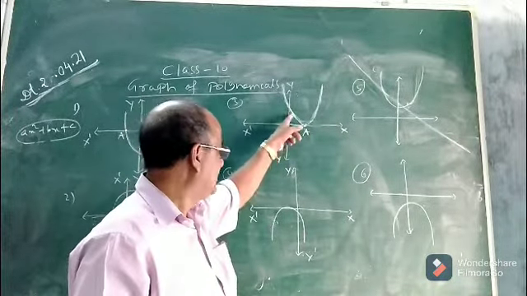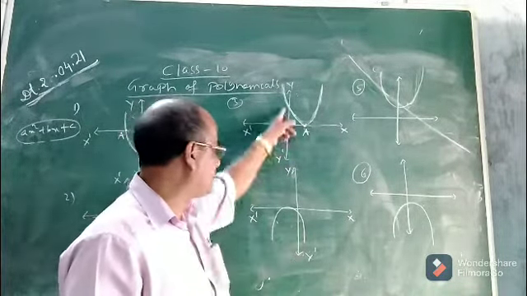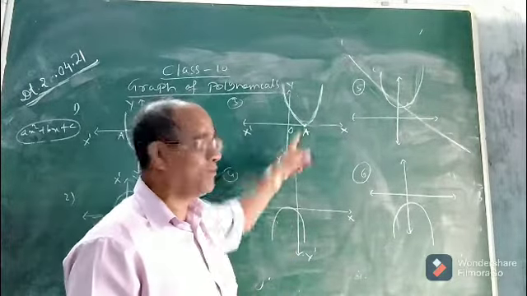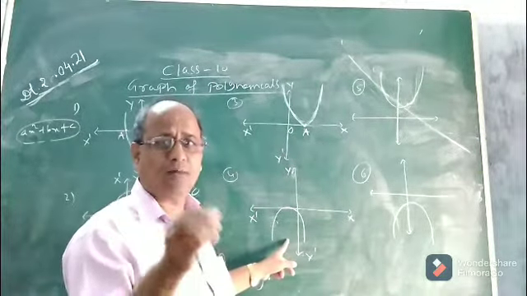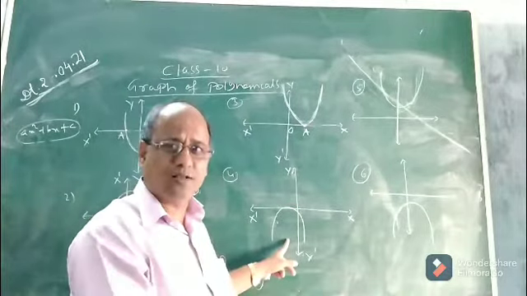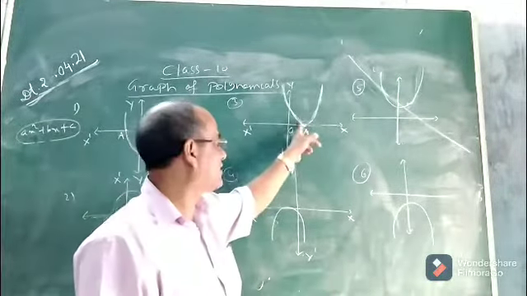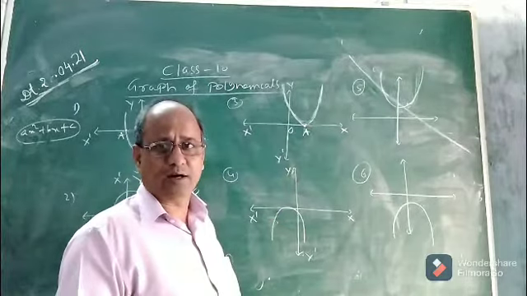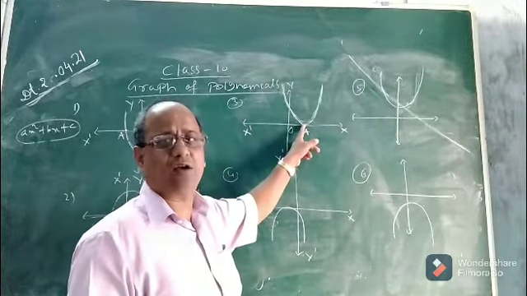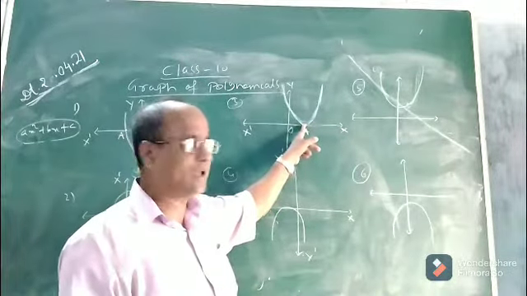That means in both these cases, the quadratic polynomial will have two equal factors, means two equal zeros, as it touches the x-axis exactly at one point. That means the two zeros are coincident. Coincident means equal zeros.